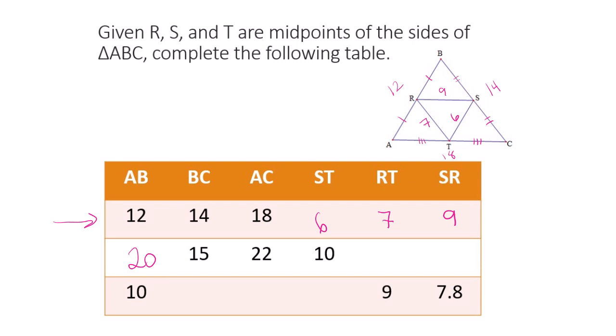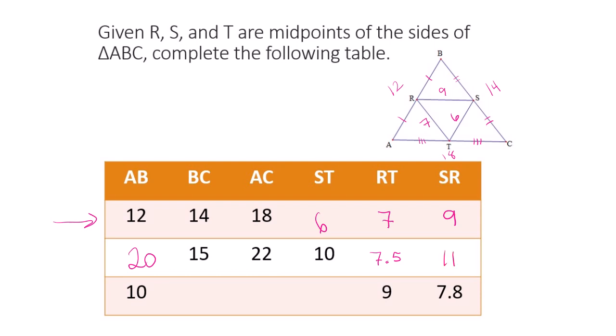All right, so here we have BC is 15. We know RT is going to be half of that, so that means it's going to be 7.5, okay? All right, because BC is double RT, or RT is half of BC. Okay, and then next, SR is half of AC, right? SR is half of AC, and so half of 22 is 11.